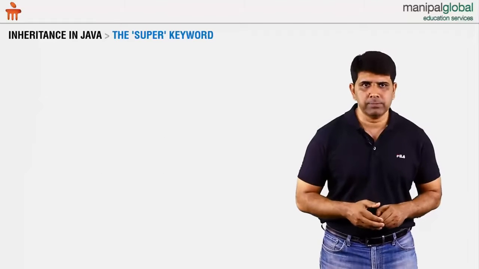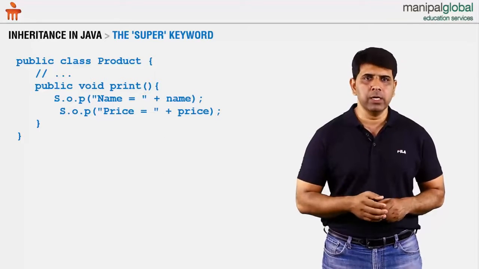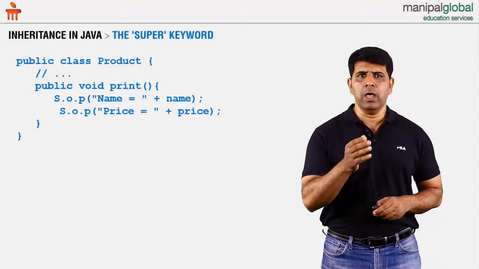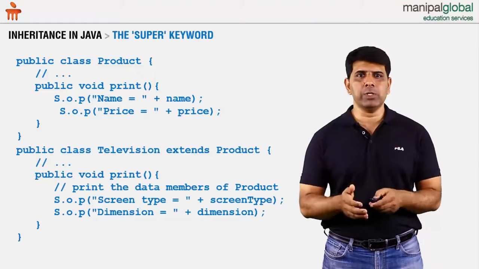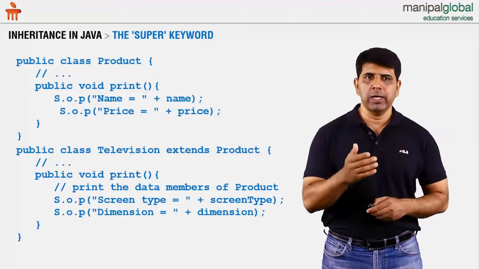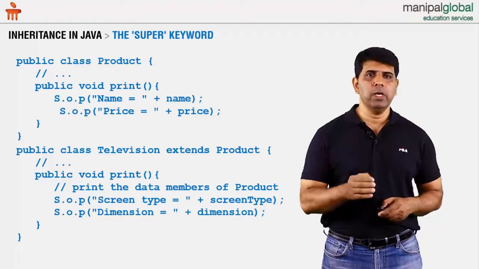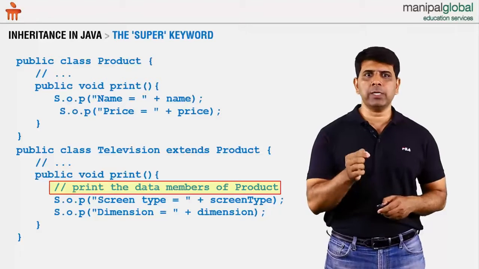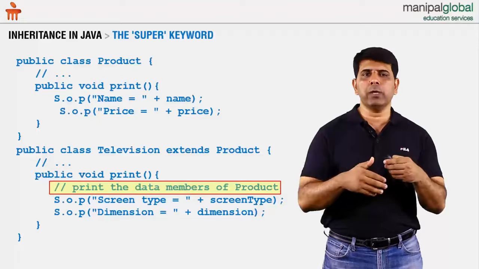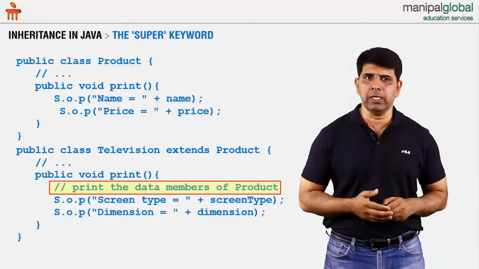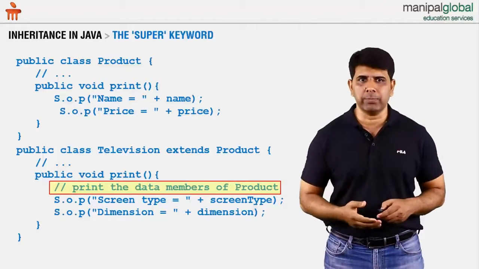Let's take an example. Here is a class Product with a print function. The print function is printing name and price. And here is a class Television that extends Product, and there is also a print function. Now our requirement is to print the data members of the product. If we want, we can put System.out.println here also to print getName and getPrice.